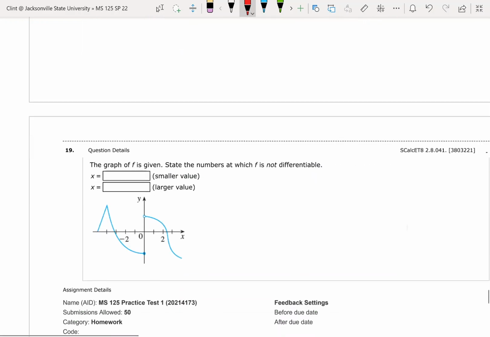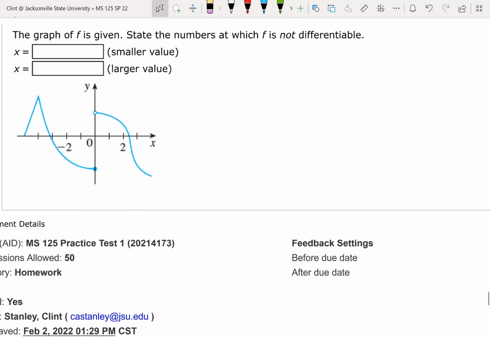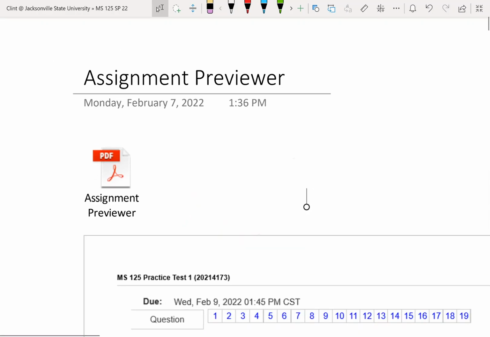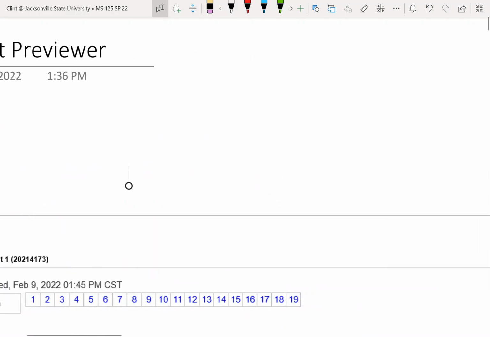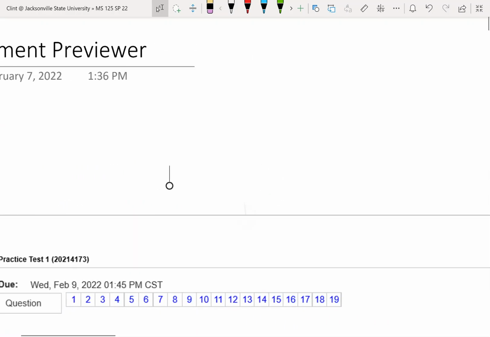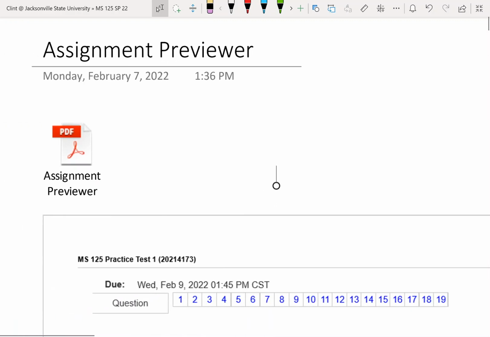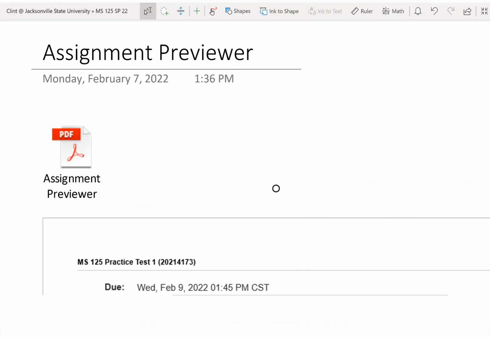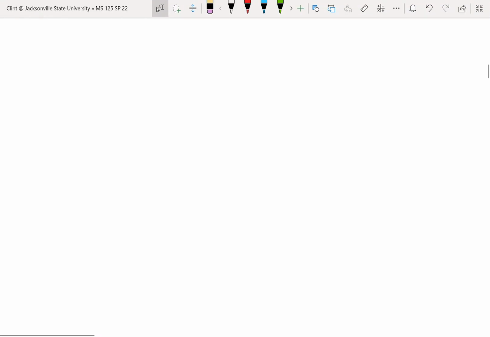And what we got left? 19. Want to know where our graph's not differentiable? Oh man. Somehow I scrolled all the way back up to the top and it quit working. When we get scrolled back down there, we want to know where our graph's not differentiable.